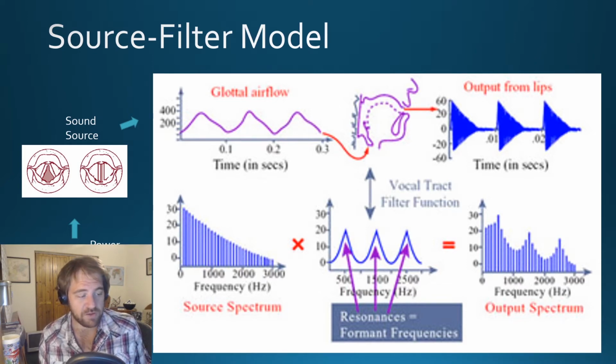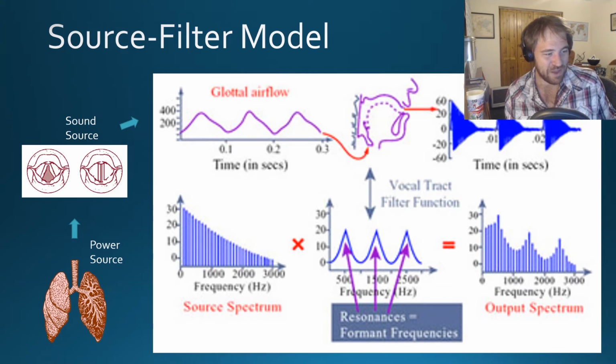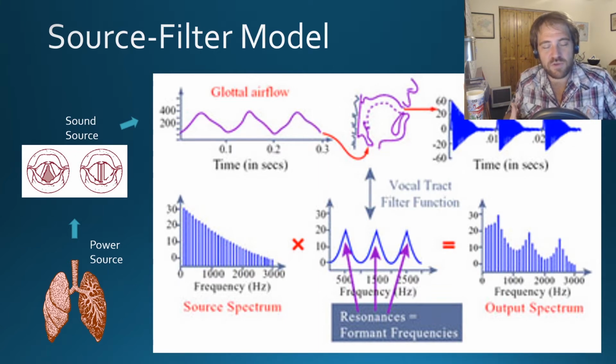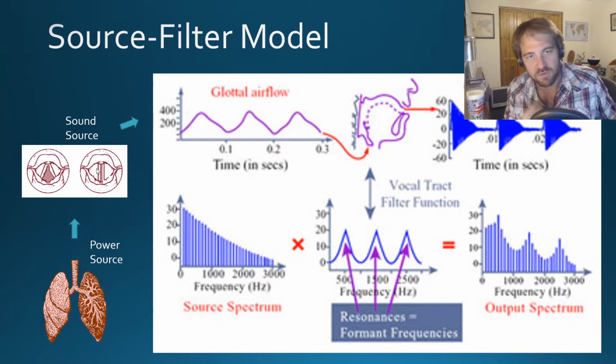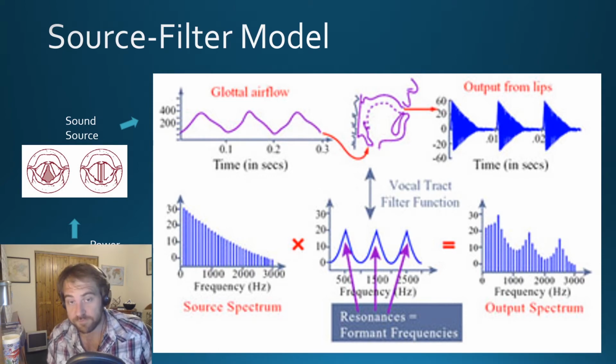So, we've got our power source, which is the lungs, right here. You're taking in air and you're forcing that through the vocal folds to create a sound. So that's the power source. The vocal folds themselves are the sound source. They're producing a buzz. And then that leads us to the actual production of sound.